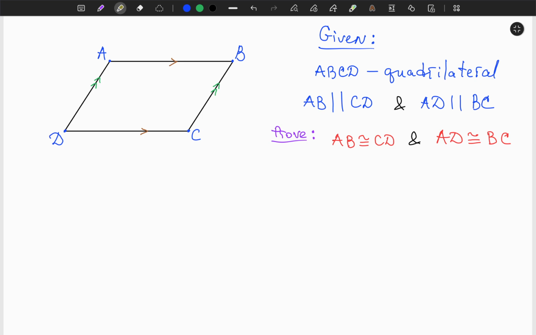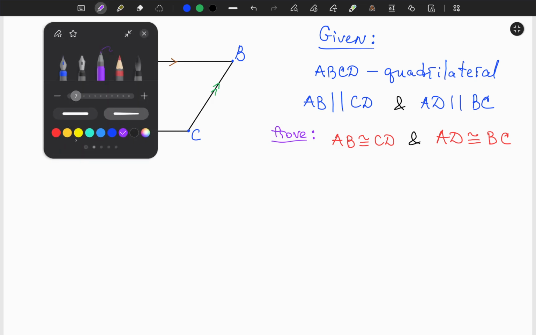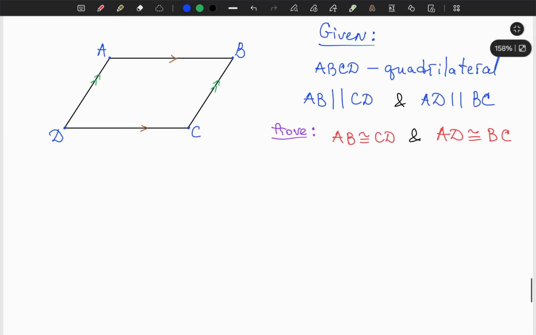We're not gonna concern ourselves about the parallelogram definition right now. We're just gonna prove that we have some kind of quadrilateral, and with the given that the two pairs of sides are parallel, we need to prove that those two pairs of sides, for each pair, are congruent to each other. Okay, let's try. Proof.